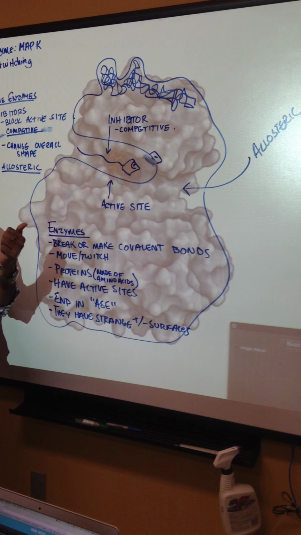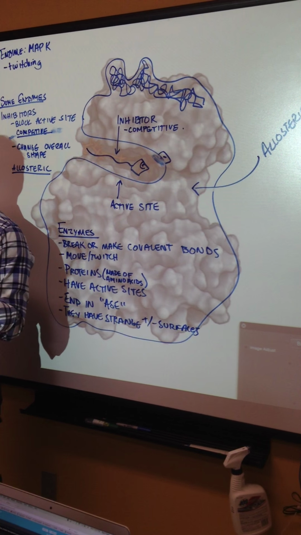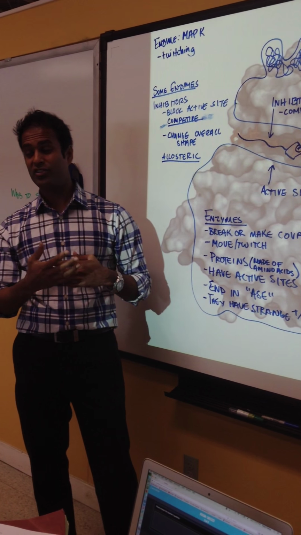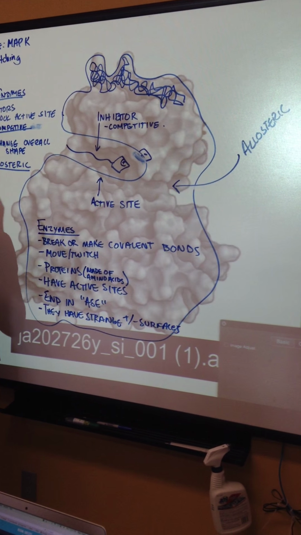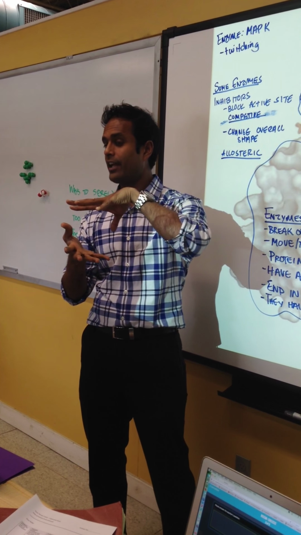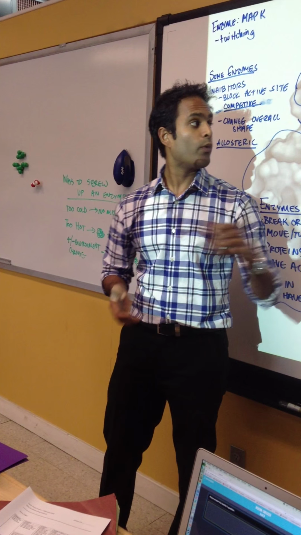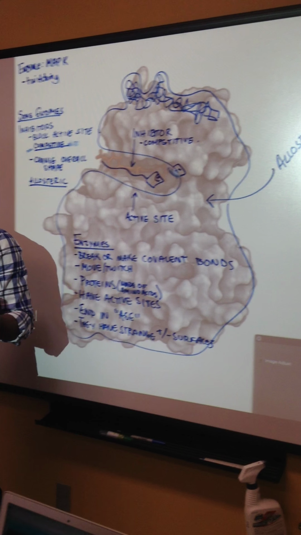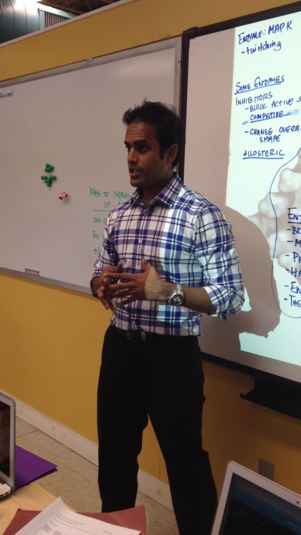Some enzymes have inhibitors. You can block the active site; we call that a competitive inhibitor. And some have allosteric inhibitors, which cause a shape change in the enzyme, causing it to close off the active site or make the active site inaccessible. We call those allosteric inhibitors. There are other ways to destroy a protein.